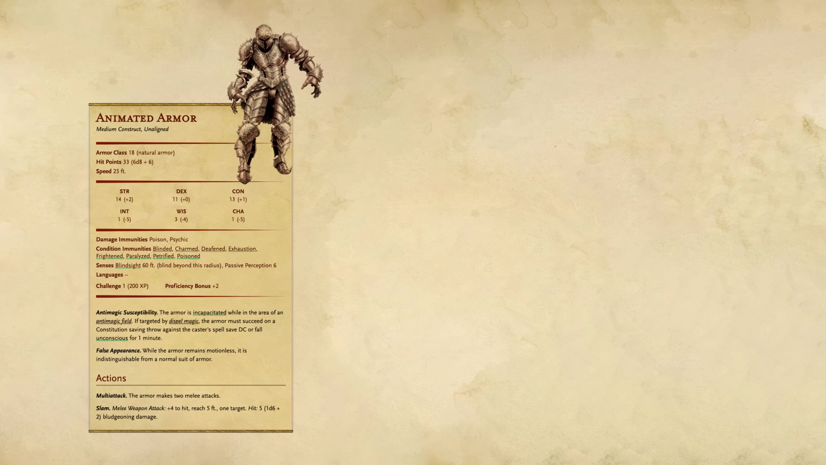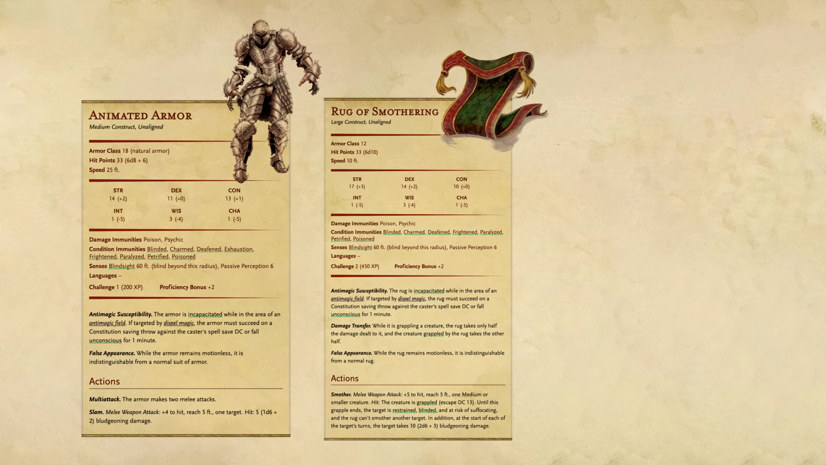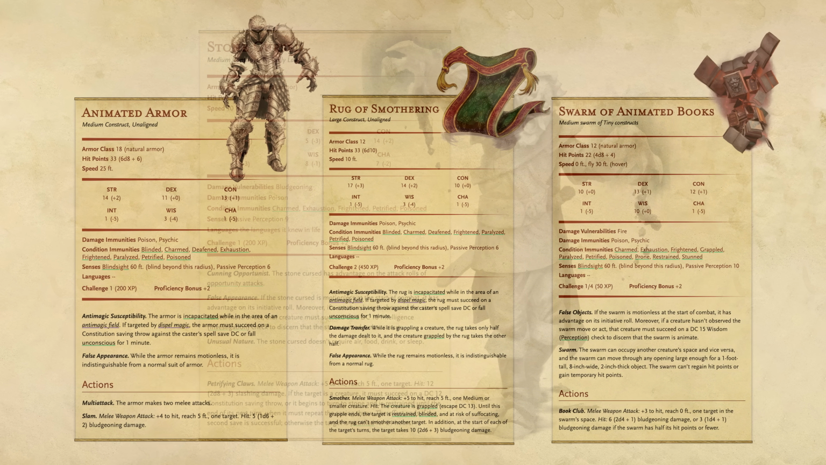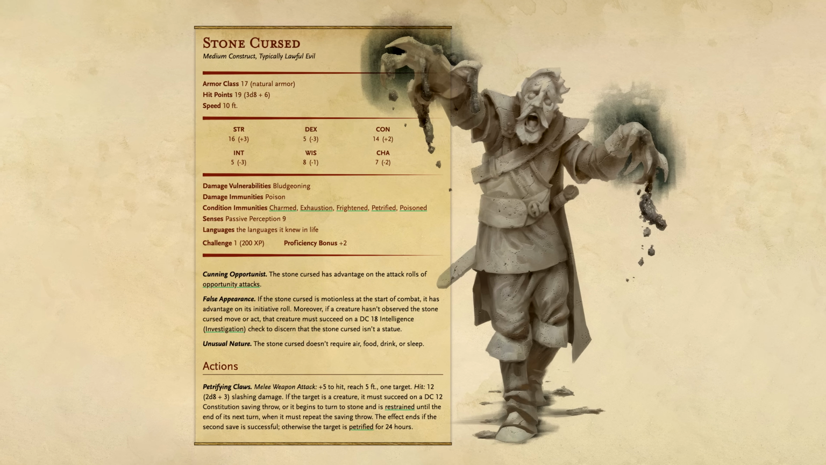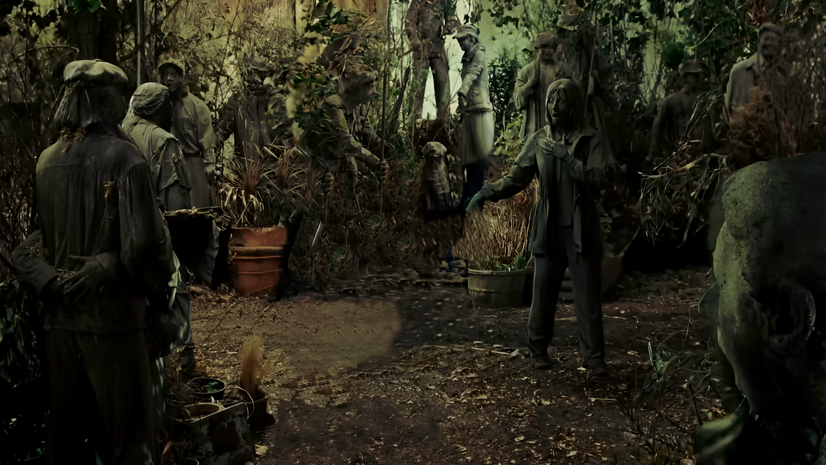To make the castle feel haunted and lonely, I would make most of its encounters constructs. Use animated objects like armor, flying carpets, and swarms of books. Use stone cursed, which are petrified victims reanimated. This mirrors the fate of the beast's servants in the original fairy tale or the French version, who were all turned into statues. Perhaps a ghost from one of the beast's past victims can act as a social encounter inside the castle and a way to unlock more clues about the beast's curse.